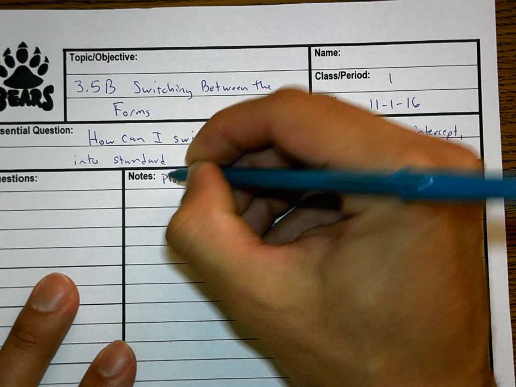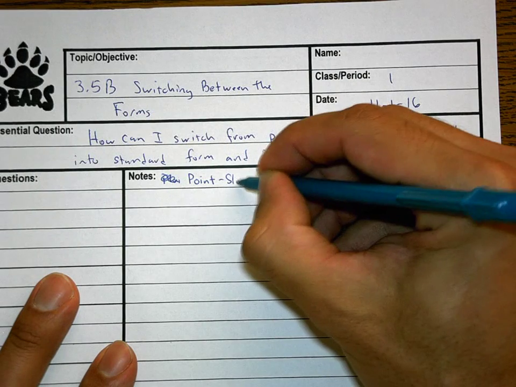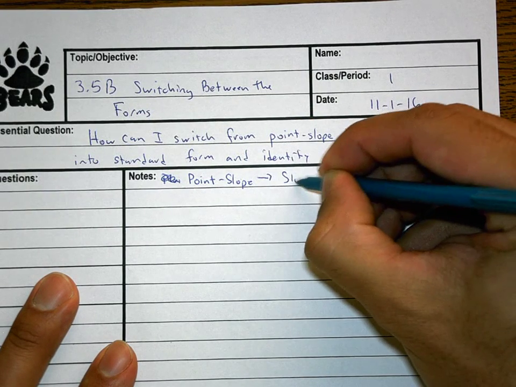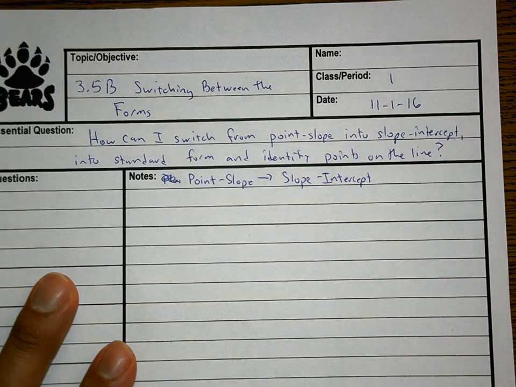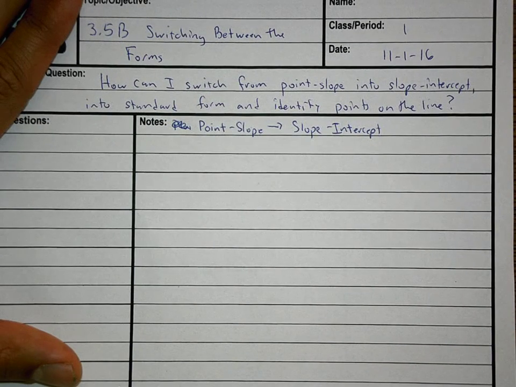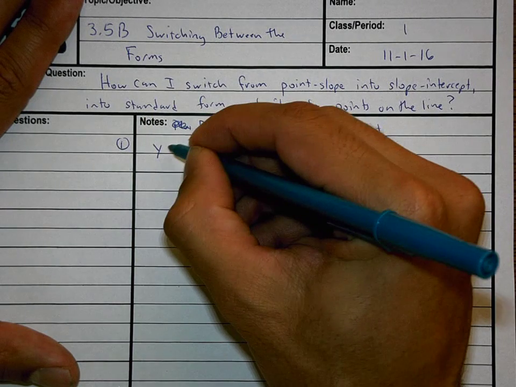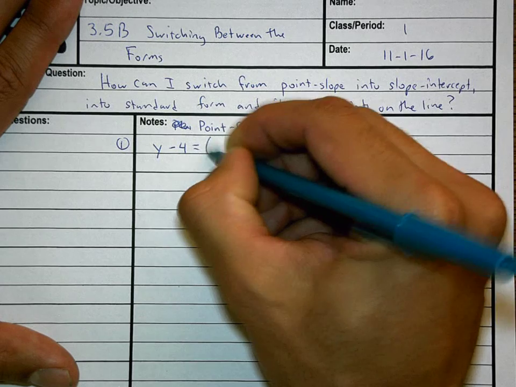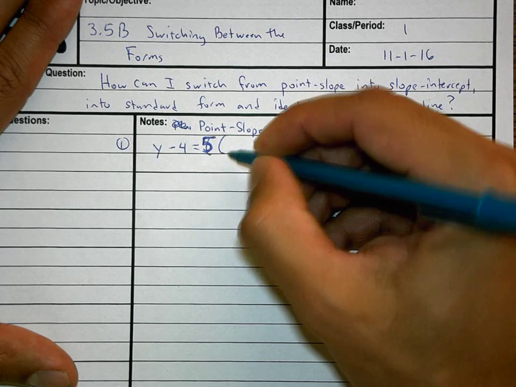Let me spell this correctly. P-O-I-N-T. Point slope into slope intercept. Let's write down that first. Point slope to slope intercept. Let's come up with a quick equation. This will be like number 1, just so you have an idea. It's y minus 4 equals 5, parenthesis, x minus 8.